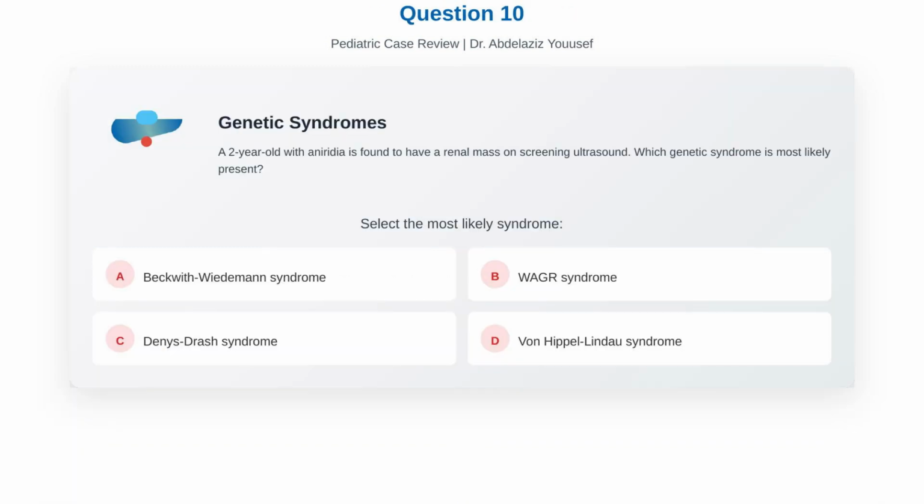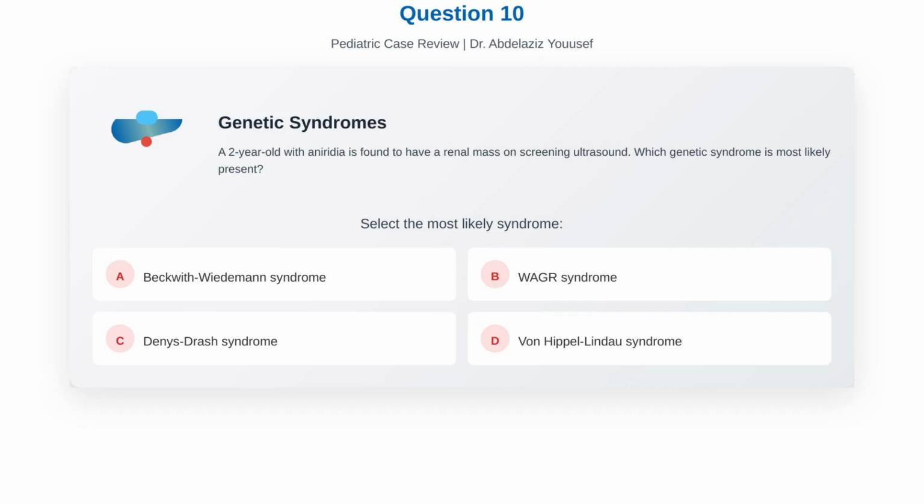A 2-year-old with aniridia is found to have a renal mass on screening ultrasound. Which genetic syndrome is most likely present? Option A, Beckwith-Wiedemann syndrome. Option B, WAGR syndrome. Option C, Denys-Drash syndrome. Option D, von Hippel-Lindau syndrome.